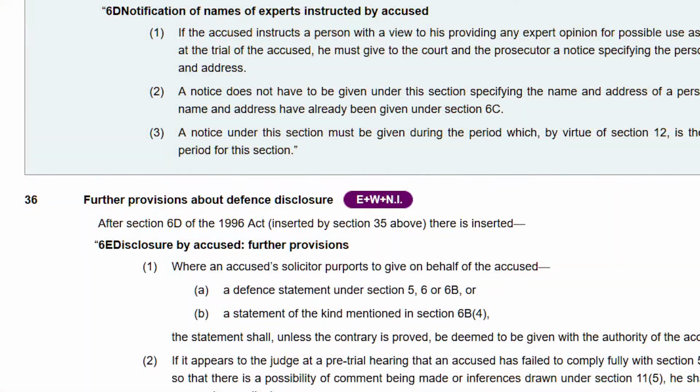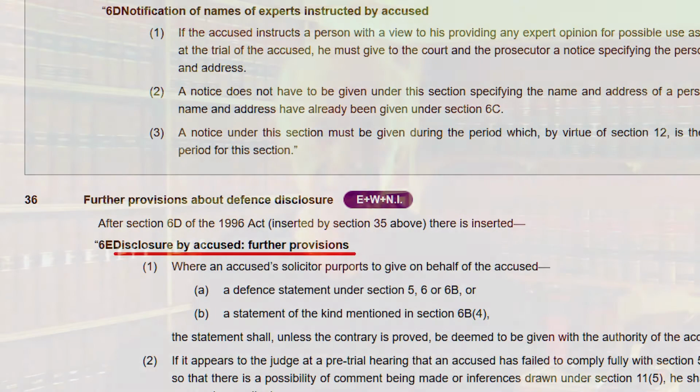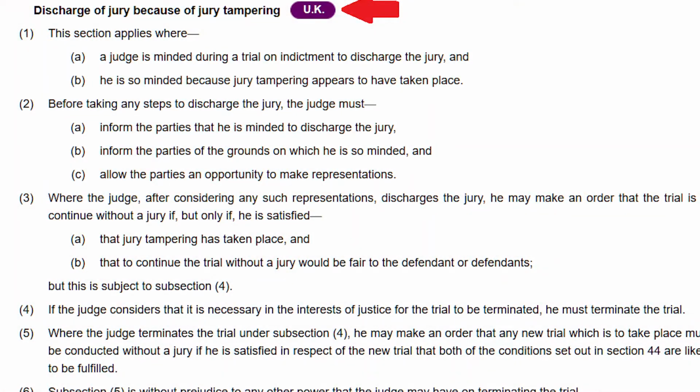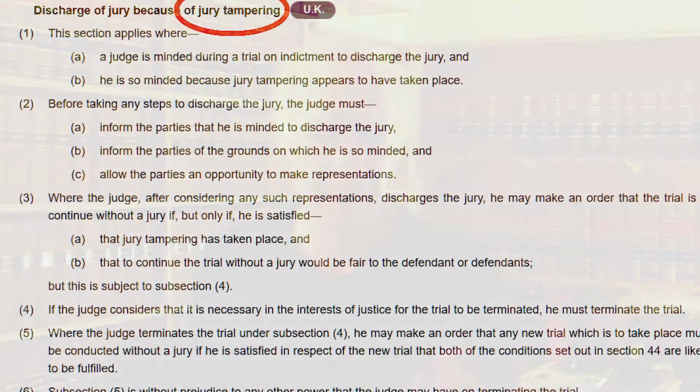Now, if you look at Section 36, this does not apply to Scotland because Scotland has slightly different criminal disclosure rules from England and Wales, while Northern Ireland has the same rules as far as the Criminal Justice Act 2003 is concerned as England and Wales. Looking at Section 46, which applies to the UK, this is to do with jury tampering. Well, of course, jury tampering is unacceptable in any jurisdiction, and it is no surprise that the whole of the UK would be of one mind as far as the need to discharge a jury if jury tampering is suspected.